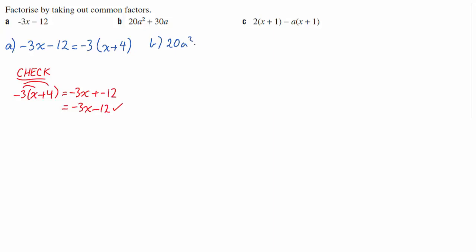For the second expression, you can see we have a common factor there of 10, which numerically goes into 20 and 30, but also a appears in both. So the highest common factor is 10a.